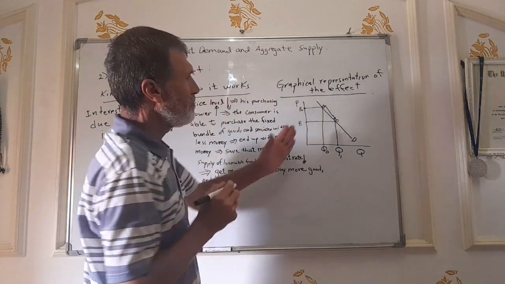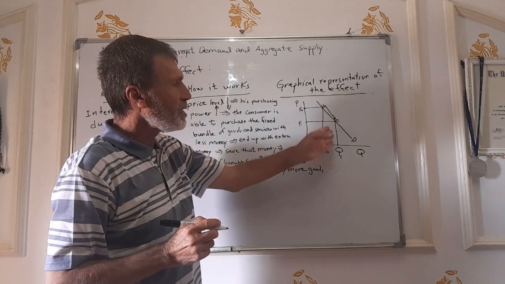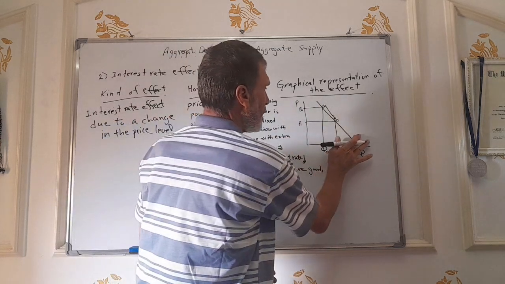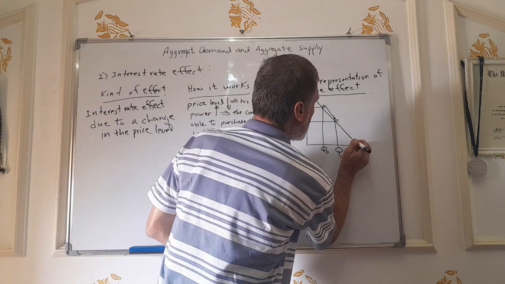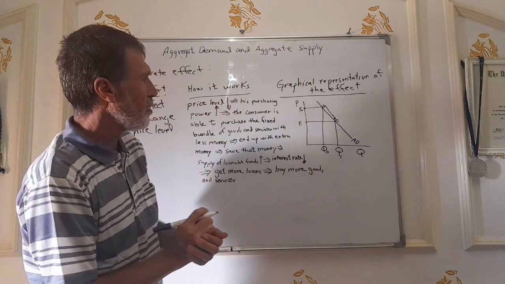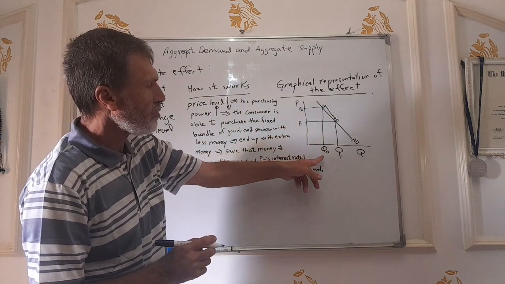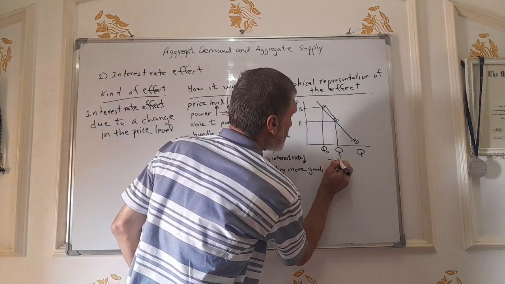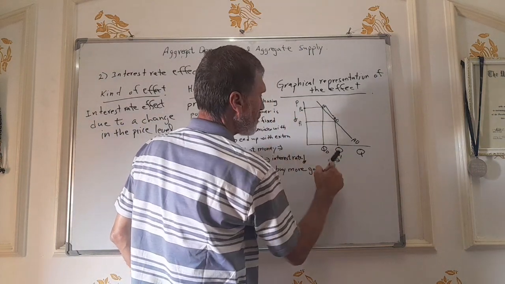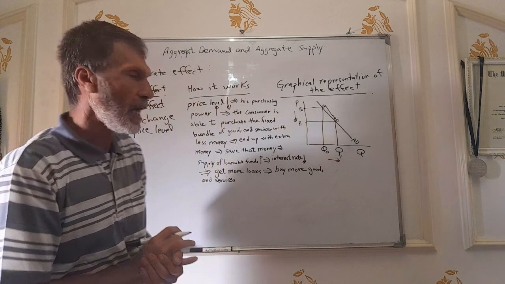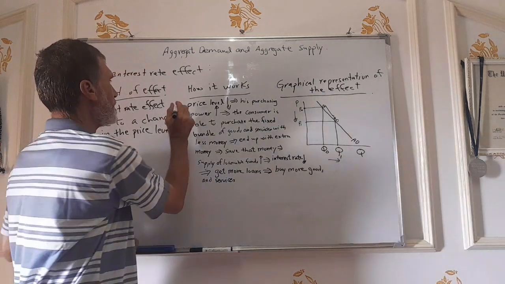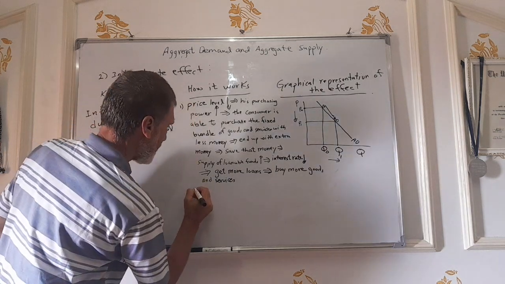Okay, so we have a movement along the aggregate demand curve. Okay, so when the price level decreases from P0 to P1, of course, the quantity demanded increases from Q0 to Q1. That is the first case. What about the second case?